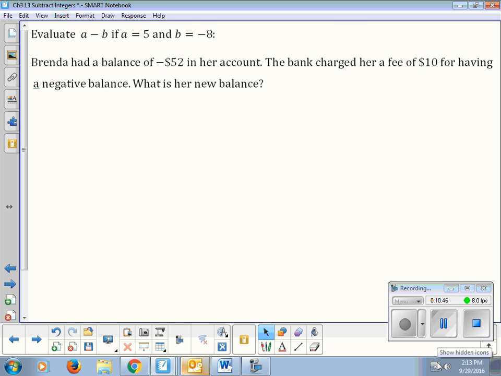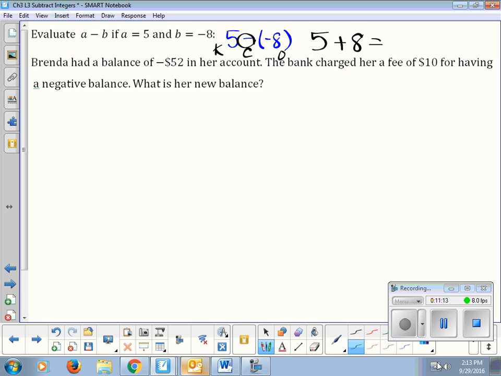Okay, so if we're evaluating A minus B, if A equals 5 and B equals negative 8, we have 5 minus negative 8, and we do what 3 letters? Keep, change, opposite. Keep my 5. This subtraction sign changes to a plus sign. What's the opposite of negative 8? Positive 8 and 5 plus 8 gives us 13. I'm going to have you do the last one on your own. I'm not going to go over it with you.